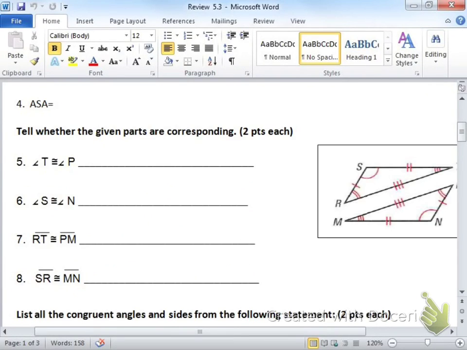All right, next section. We are just asked to tell whether the given parts are corresponding. So basically just yes they are or no they're not. So does angle T go with angle P? No. That one's kind of tricky. Make sure you're paying attention to how they're labeled. Angle S and angle N. That one's a yes.